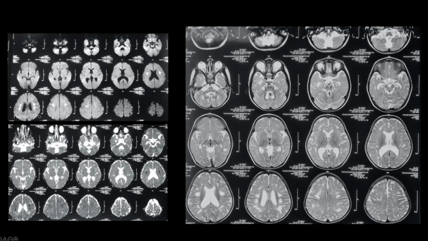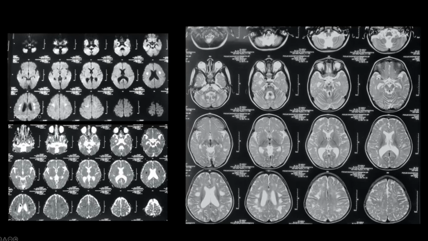On the T2s, you can see there is some degree of volume loss, cerebral and cerebellar regions, some volume loss of the brainstem. And you can appreciate these areas of almost symmetrical changes in the subcortical or the peripheral aspects of the cerebral hemispheres on both sides, sparing the deep white matter. The basal ganglia and thalamus do not demonstrate any abnormal signals.